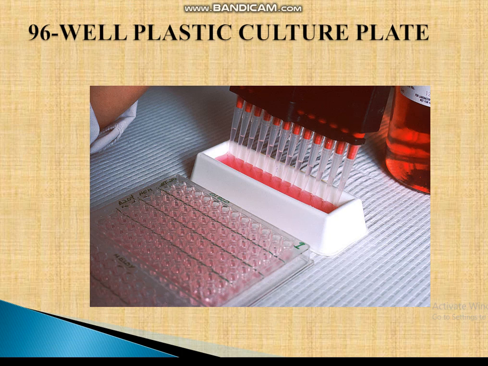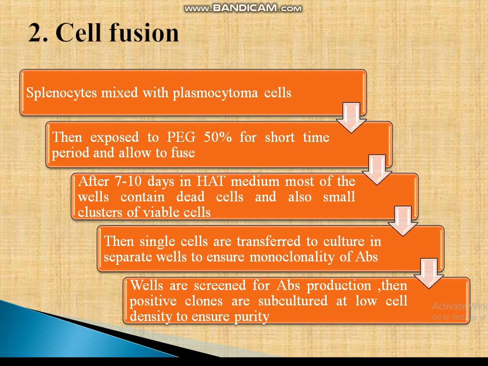Now, this is the 96 well plastic culture plate in which the whole process of production of monoclonal antibody takes place. Now, the next step is cell fusion. Splenocytes are mixed with plasmacytoma cells.